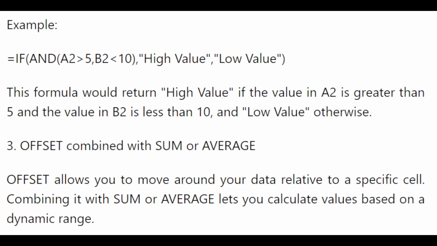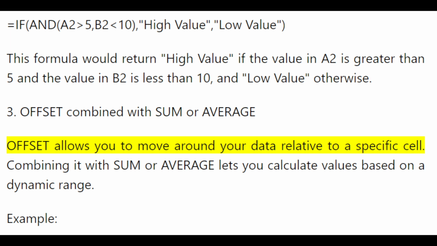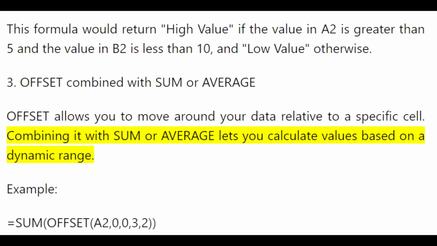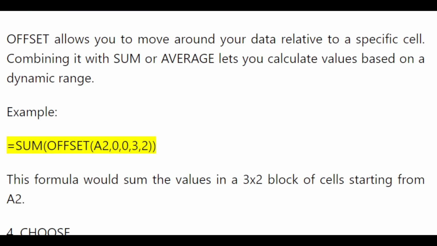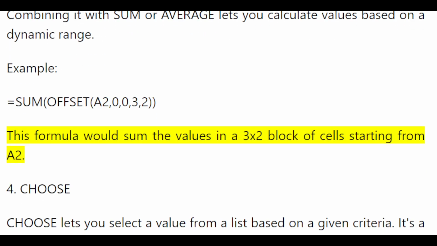3. OFFSET combined with SUM or AVERAGE. OFFSET allows you to move around your data relative to a specific cell. Combining it with SUM or AVERAGE lets you calculate values based on a dynamic range. Example: =SUM(OFFSET(A2,0,0,3,2)). This formula would sum the values in a 3 by 2 block of cells starting from A2.